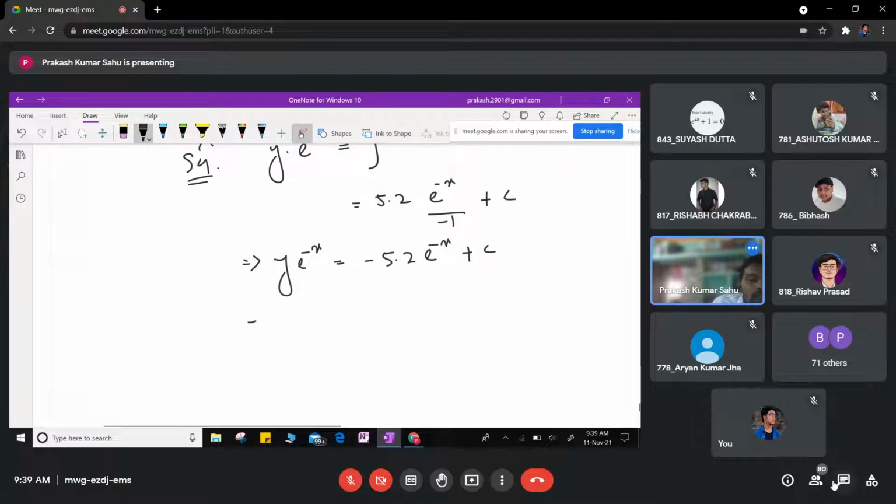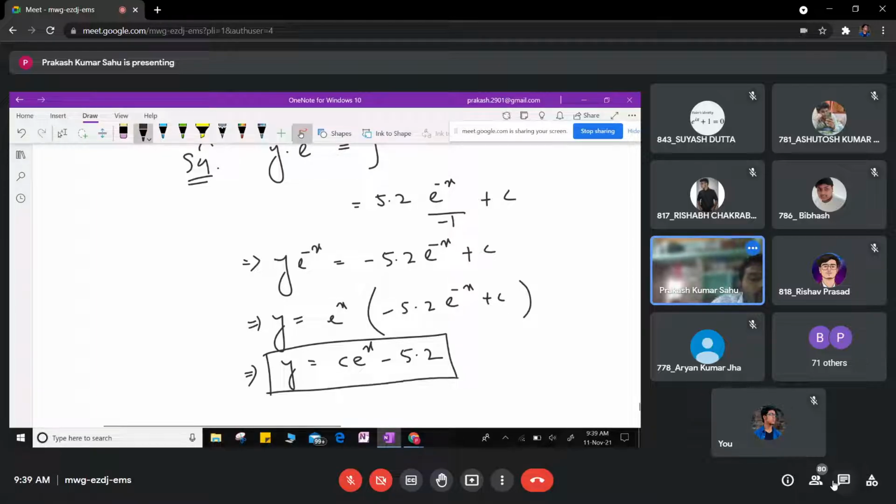Now again if you find y, what will y be? e to the power minus x on the right hand side will be divided, meaning e to the power x will be multiplied. That means e to the power x into minus 5.2 e to the power minus x plus c. Okay, so this will cancel, then what remains? This is c into e to the power x minus 5.2. This is y. So this is your solution. Is it correct? Yes, sir. Okay, so this is your solution.